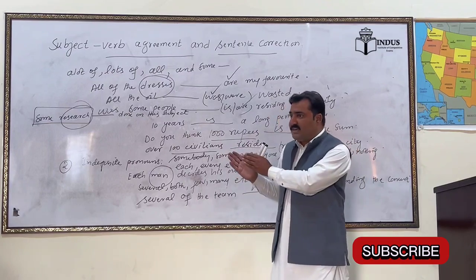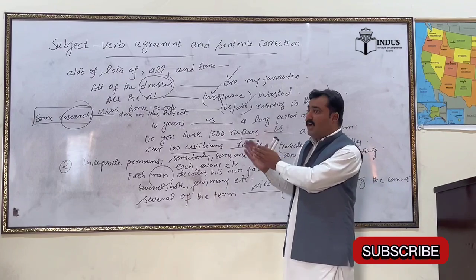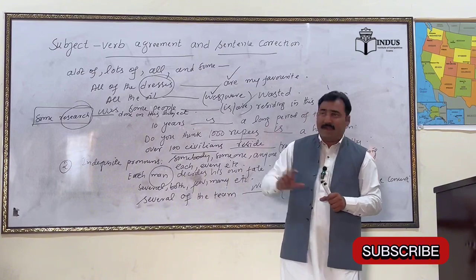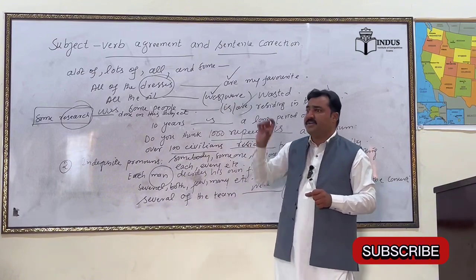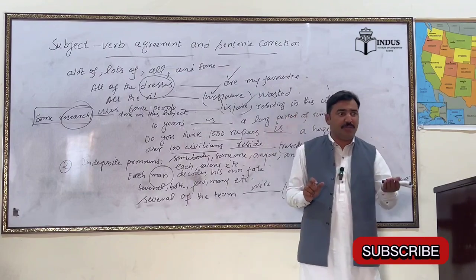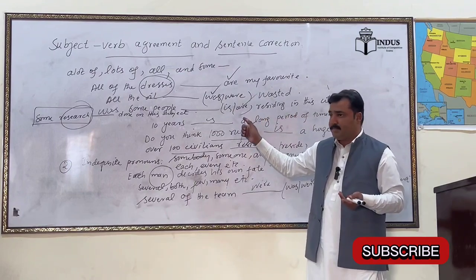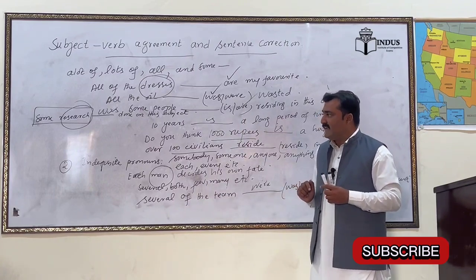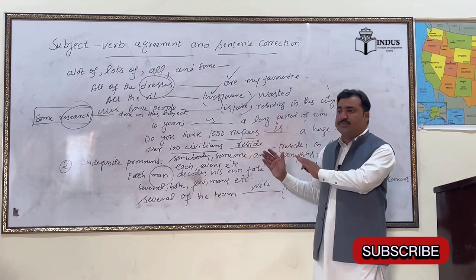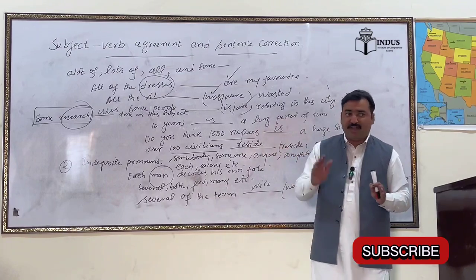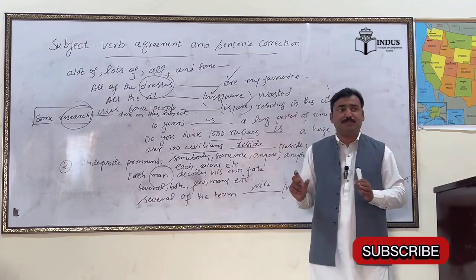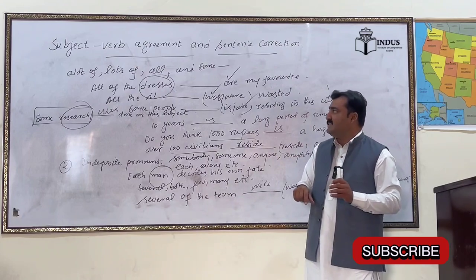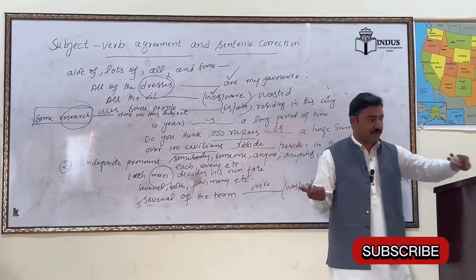If we use them with countable nouns, it will become plural. And if all these adjectives are used with an uncountable noun, it becomes singular. So this is rule number two, how we use indefinite pronouns and some specific adjectives, whether they are treated as singular or as plural.